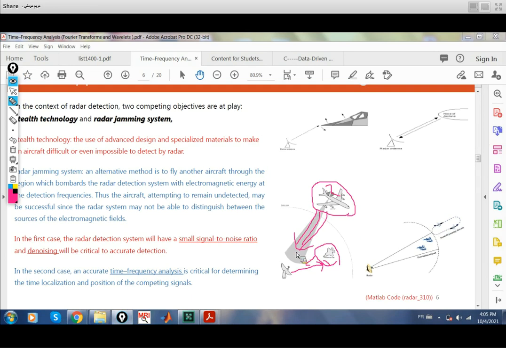Then in both systems, in both examples, we can use the Fourier Transform. How? In the next slide you will see it. You don't have any questions?